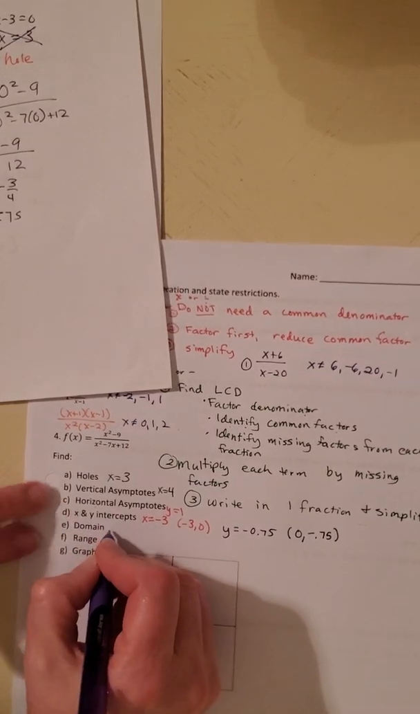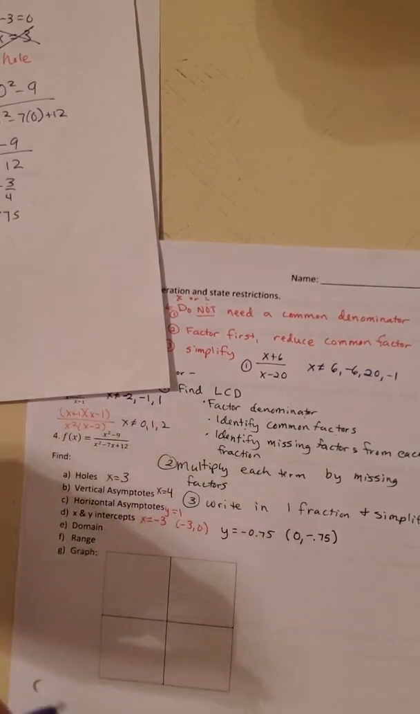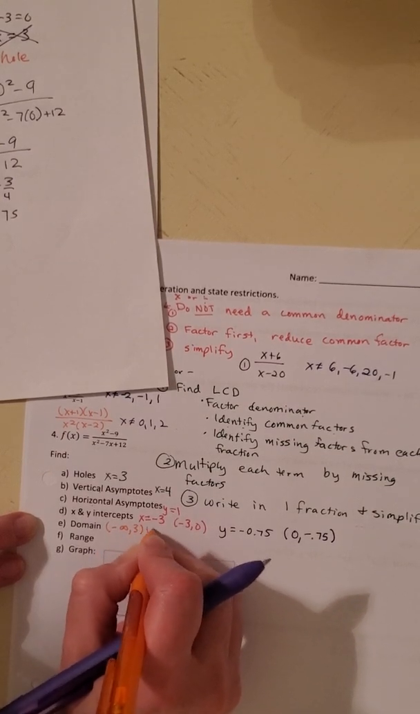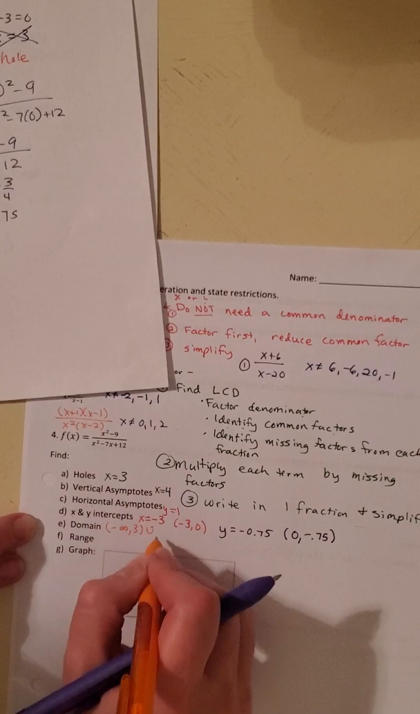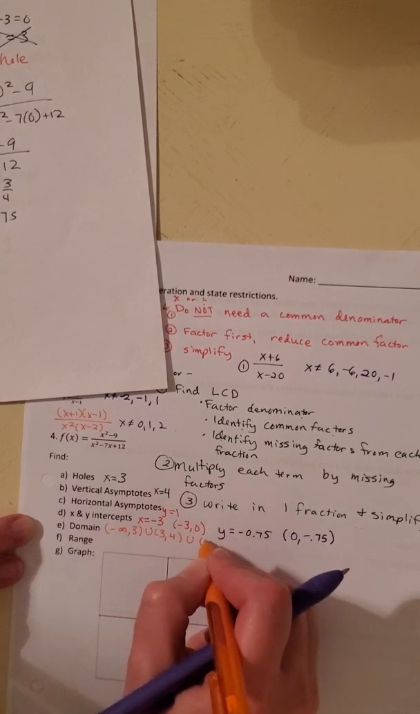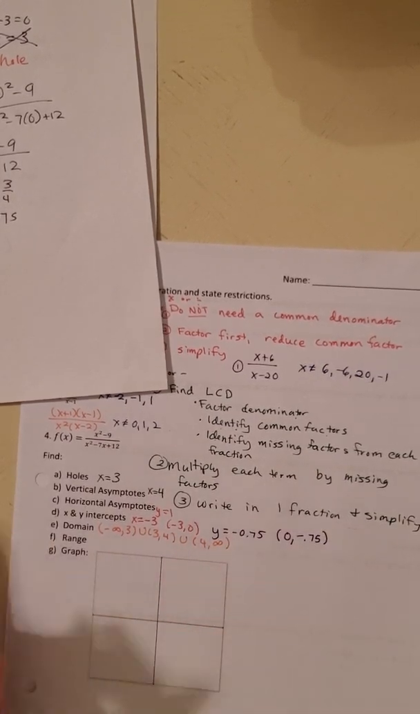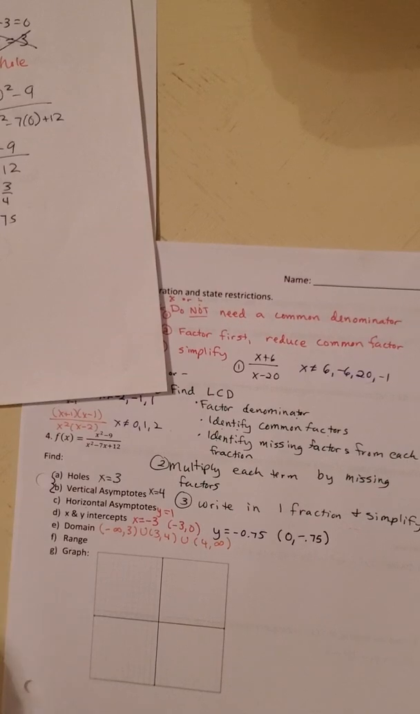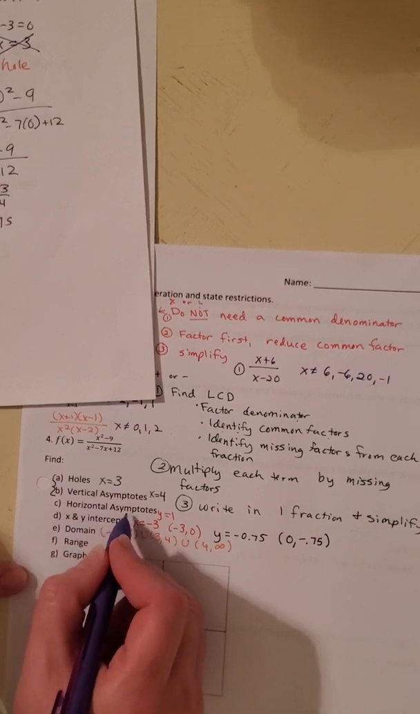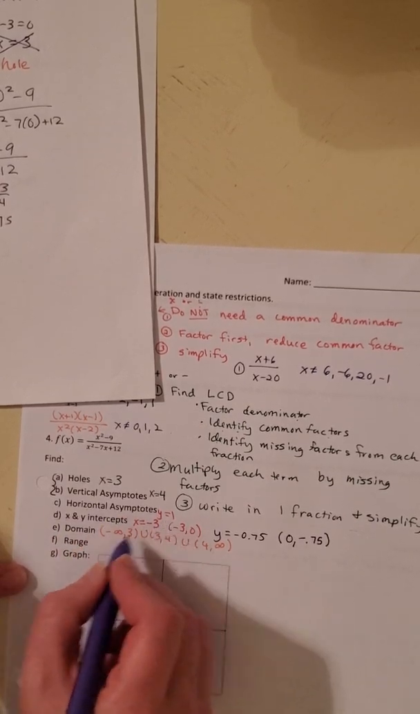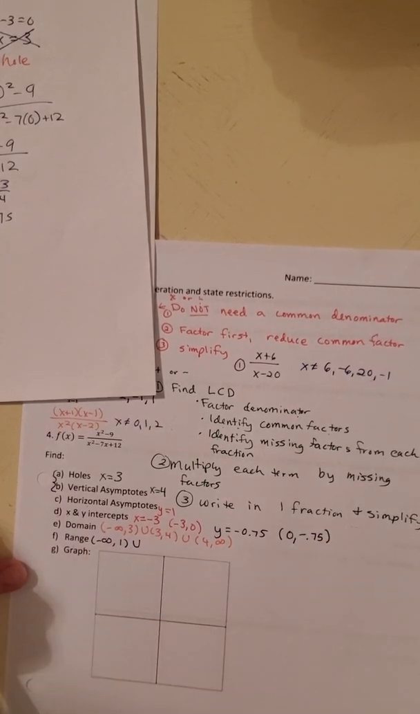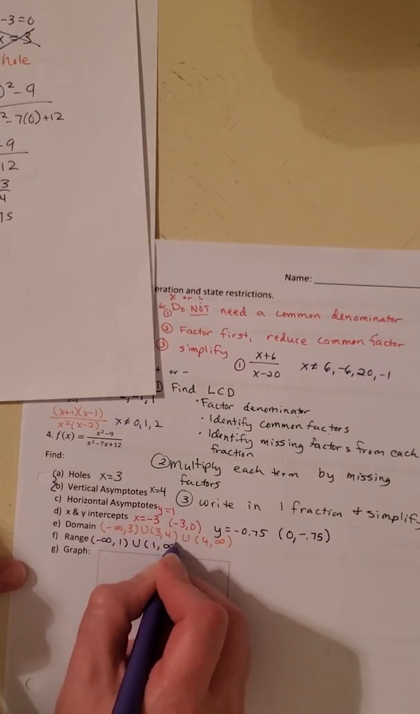So I already know my domain. My domain is going to be from -infinity up to 3, union, it's going to pick up at 3 again and go to 4, union, it's going to pick up at 4 and go to infinity. And again, these two values, my holes and vertical asymptotes, actually tell me my domain. My range is given by the horizontal asymptote of the graph, which is going to be from -infinity up to 1. It's going to stop. Union, it's going to pick right back up again at 1 and go to infinity.